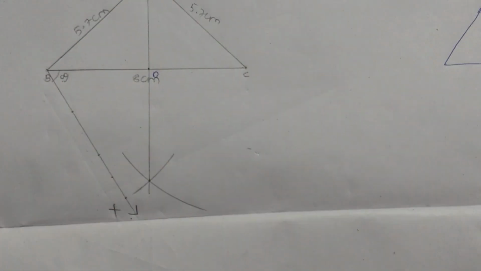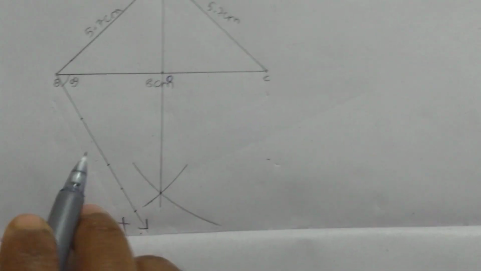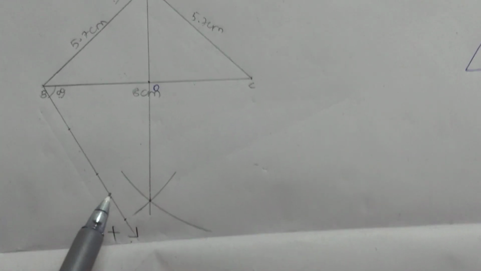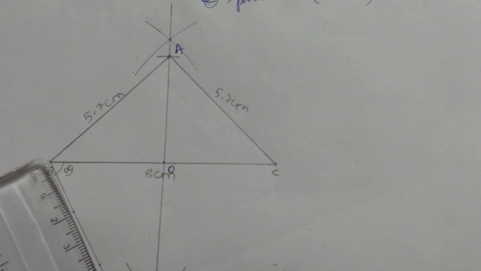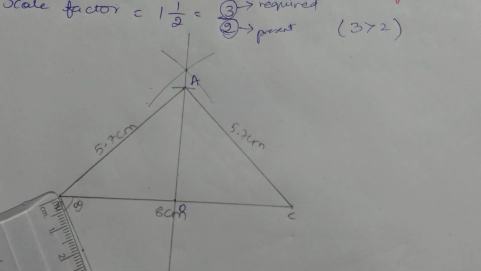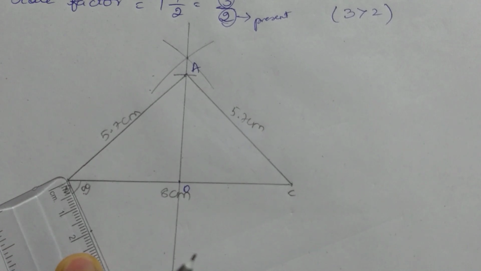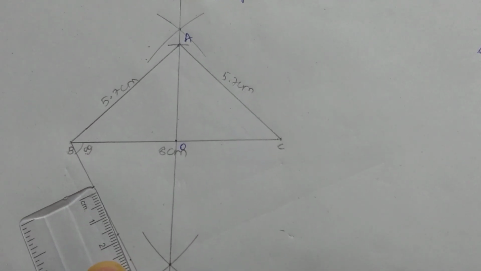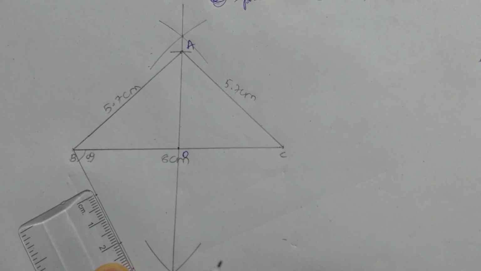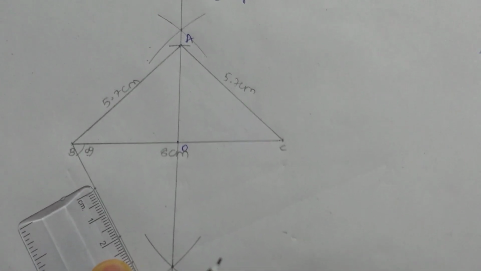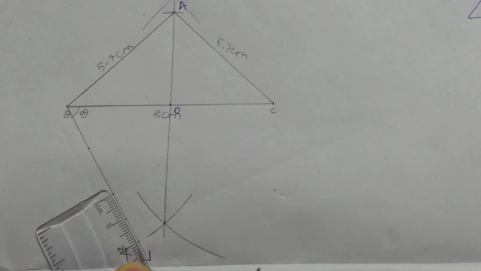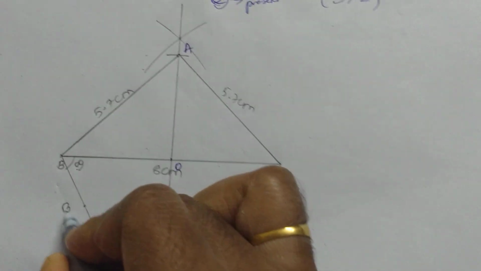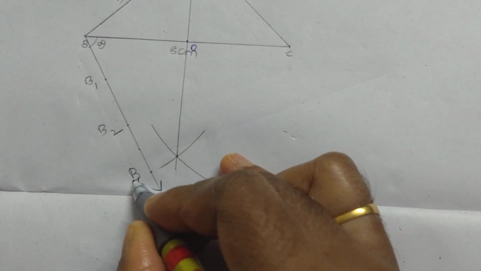Let's do that. See here, I have plotted 3 points. This is the point I plotted when I marked 60 degrees. I'll show you clearly. See, this is 2 centimeters. From B to here it's 2 centimeters. From the first point to the second point it is 2 centimeters. Again from this point to this point it is 2 centimeters. Let us name these 3 points as B1, B2, B3.